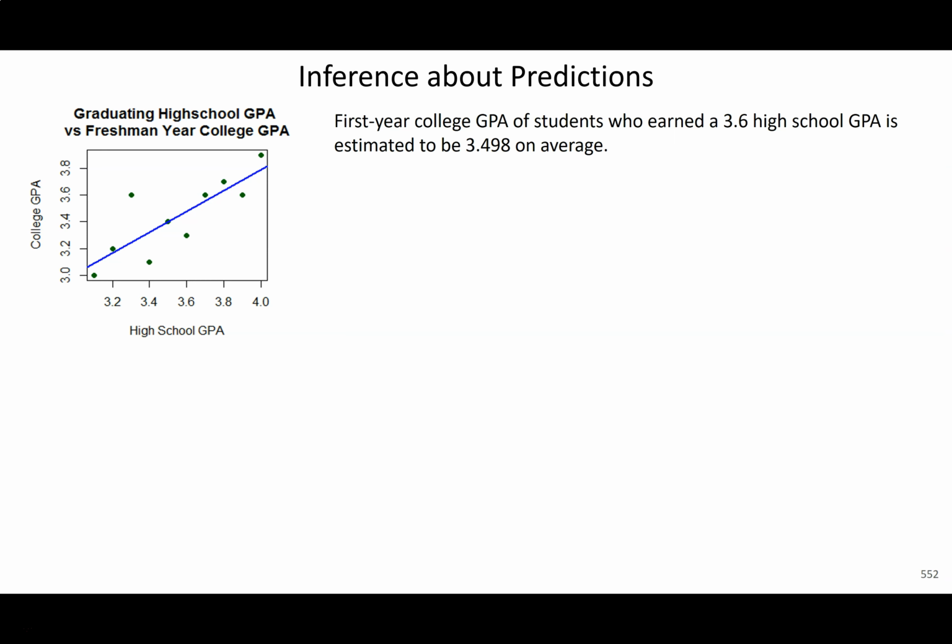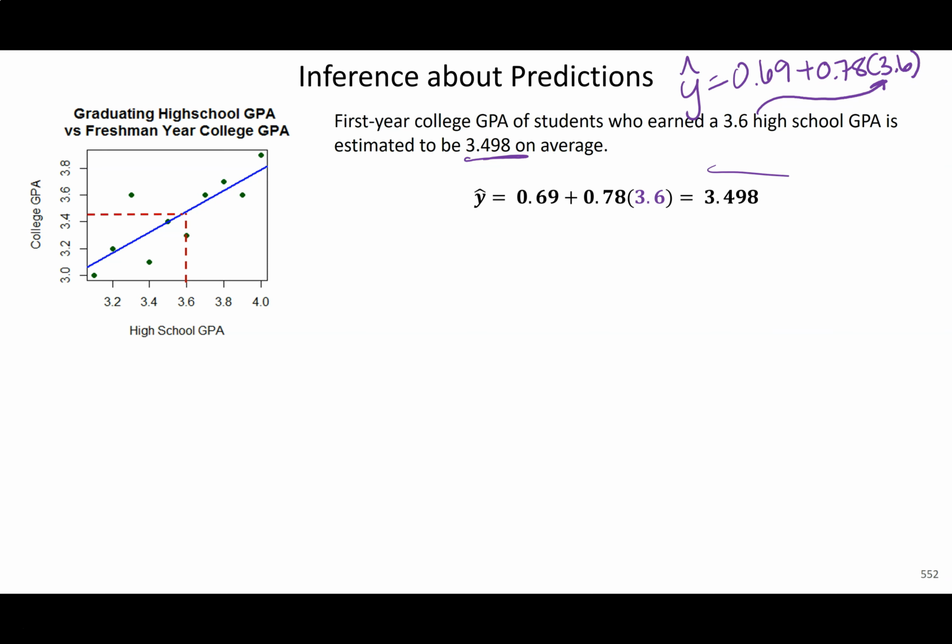So here, we looked at first year college GPA for students that earned a 3.6 in high school. We estimated that it's going to be 3.498 on average. We did that by plugging into y hat is equal to, let me see if I can remember these numbers, 0.69-ish plus 0.78 times 3.6. And we calculated that we think that students with a 3.6 in high school at this small university, on average, get 3.498 in their first year of college GPA. So plugging in, yeah, that's how we did it.